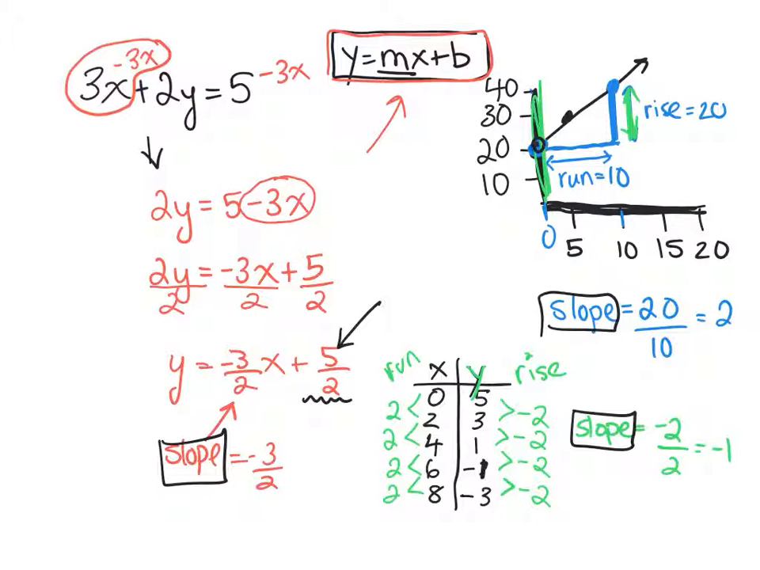From a graph, it's the point that goes through the y-axis. So if that's your y-axis, then the y-intercept here would be 20. And from a table of values, the y-intercept is going to be the value that corresponds with x being 0. So our y-intercept is going to be 5.